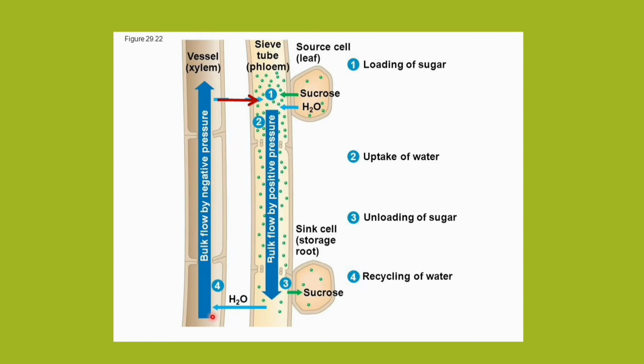So C happens first, reduction of water potential inside the sieve tube element, C. Then A, flow of water from xylem into the sieve tube. Then finally B, generation of positive pressure inside the sieve tube. So the answer is the fifth one, C, A and B.